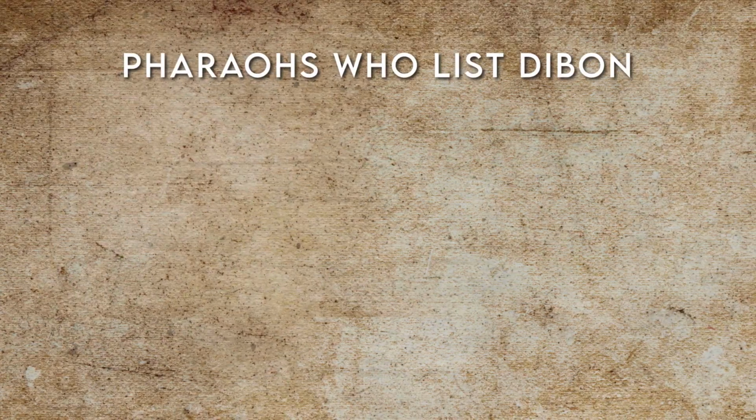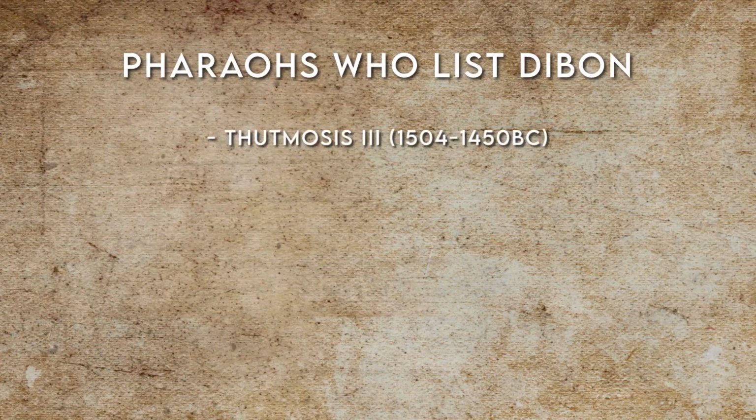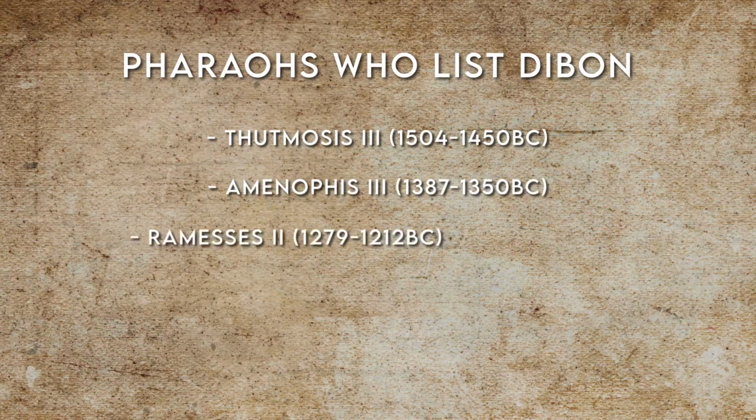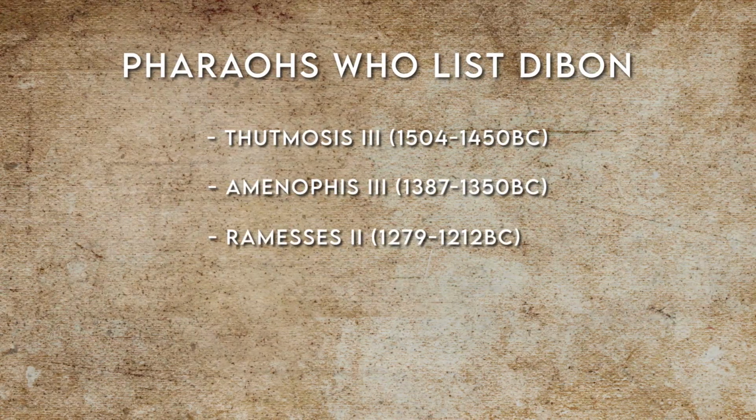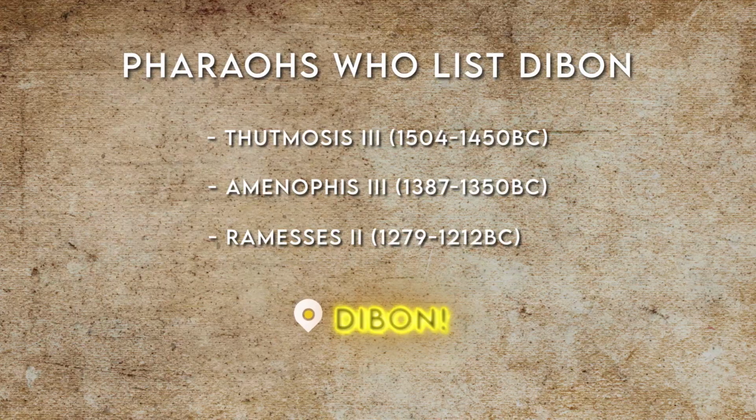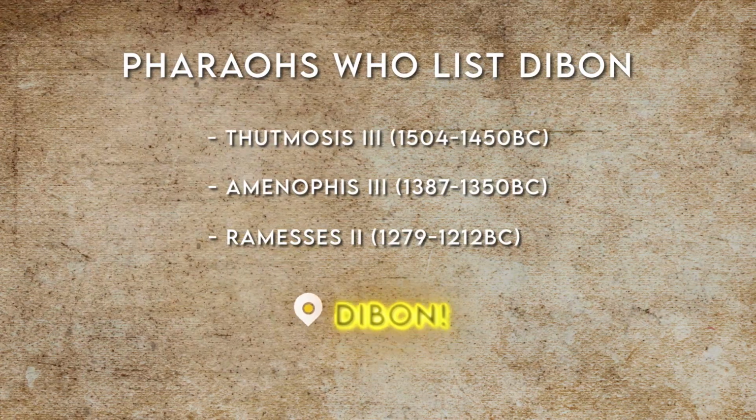There are 3 pharaohs from this era whose city lists have been identified: Thutmose III, Amenhotep III, and Ramses II. All 3 of these pharaohs list Dibon. Here's the list from the pharaohs of that era.